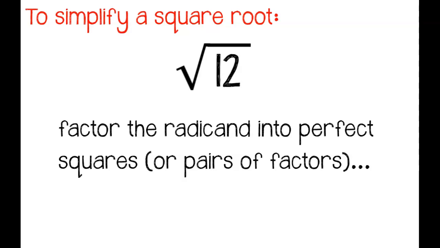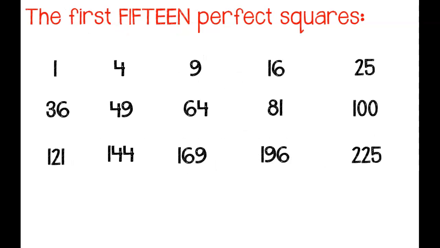If I want to simplify the square root of 12, then what I want to do is rename 12 as another number. And I'm going to write it as a product of 2. And hopefully, one of your factors is a perfect square. Okay, so it would be helpful if you memorize these first 15 perfect squares. And if you don't have them memorized, you could always write them down. They're just 1 times 1, 2 times 2, 3 times 3, 4 times 4, etc. Or you could take a quick pick.